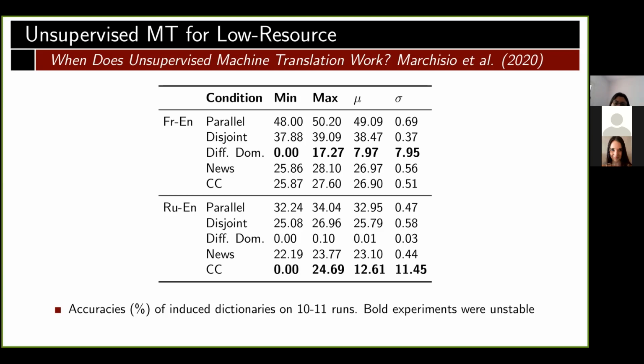And for French into English, it was a bit better, but it depended very much on the run. They ran the experiment 10 or 11 times to see what was happening, and in some cases the accuracy was 0. So different domains is a very unstable configuration for cross-lingual embeddings. More than the size of the corpus or the distance between languages, they observed that different domains is a big problem for cross-lingual embeddings.